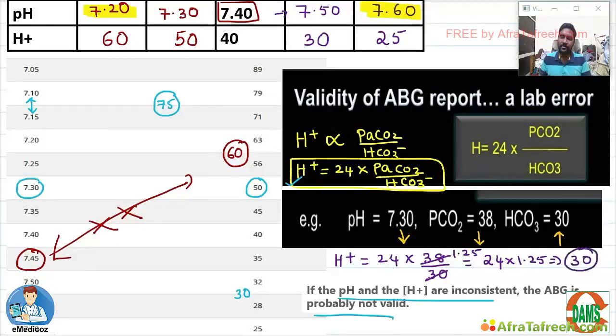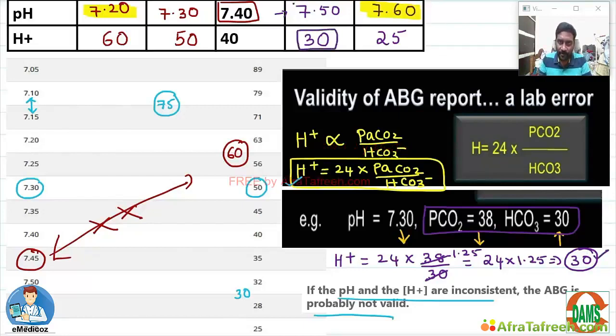So when we calculate manually the H plus for the given CO2 and bicarbonate, the H plus value should be 30. So if H plus is 30, what should be the approximate pH? 7.50. But here pH is 7.30. So the expected pH is 7.50.